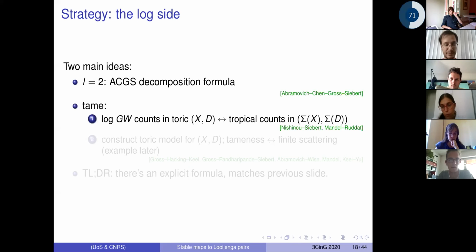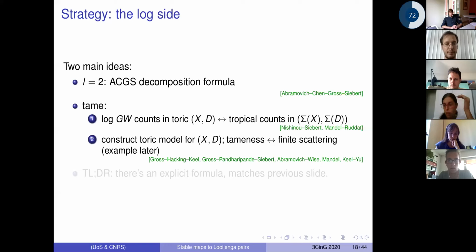And in the tame setting, we can do a different calculation, which boils down to the fact that for toric pairs, Gromov-Witten invariants can be expressed in terms of tropical counts in the tropicalization of X and D. So we're basically counting tropical curves in the fan of X. And most of our cases are non-toric, but there's a way using the birational invariance of Gromov-Witten invariants to reduce the calculation of the log invariants of X and D to those of a toric pair.